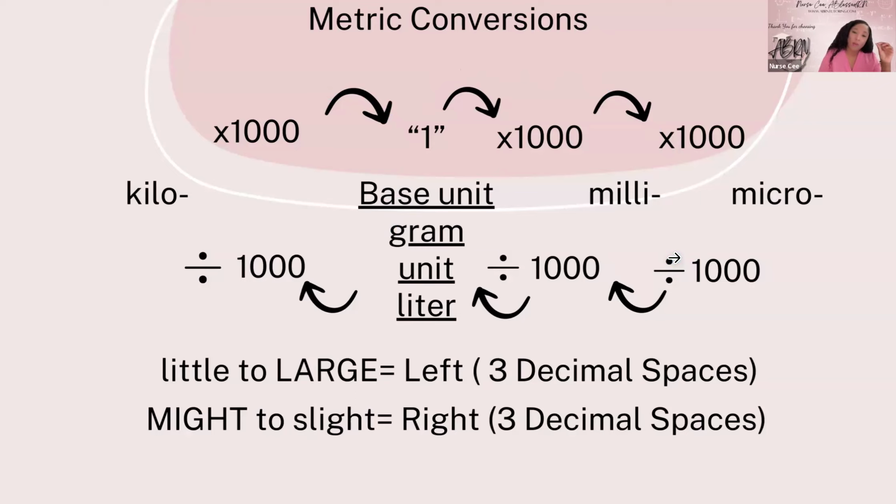So if you have a 1 gram size cookie and you broke it into a whole bunch of little crumbs, it would take 1,000 little milligram crumbs to come together to give you a 1 gram cookie.